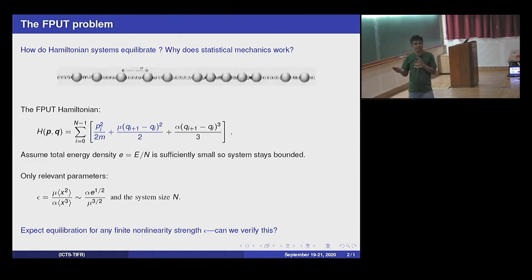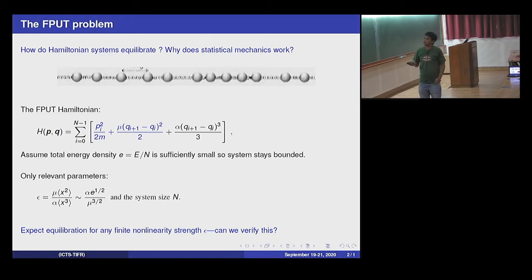And what we want is that for small nonlinearity, which means the energy in the anharmonic part is small, we ask, do you still get thermal equilibration? So this parameter is given by the constant alpha times energy to the power half, divided by the spring constant to the power 3/2. So this is a dimensionless number. This and the system size are the only dimensionless parameters that are relevant.